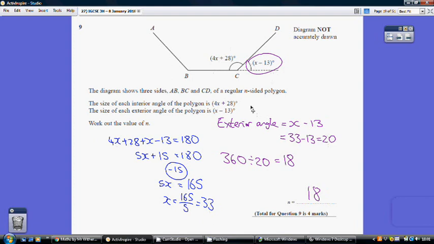Now we've then got to remember that the exterior angles always total 360 degrees. So if each of them is 20, how many of these exterior angles must there be? Well, that's going to be 360 divided by 20, which is 18. So 18 exterior angles, 18 sides.